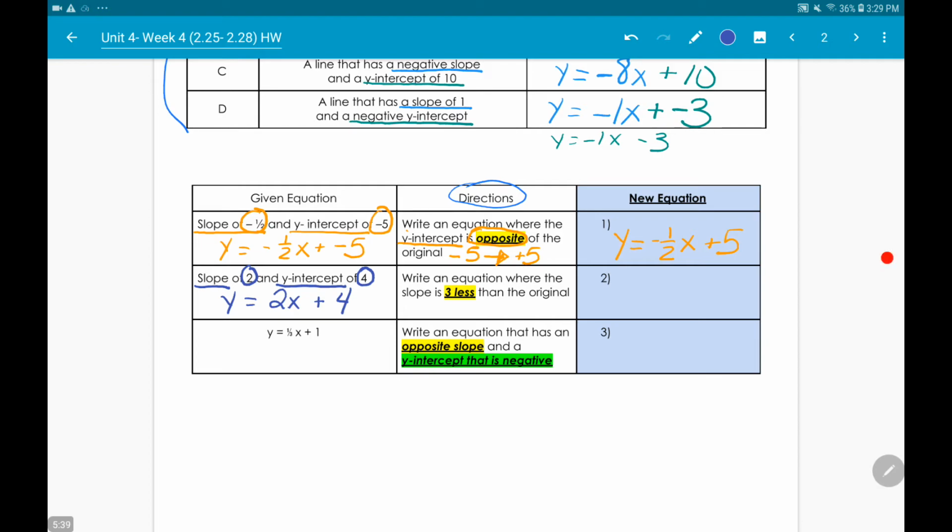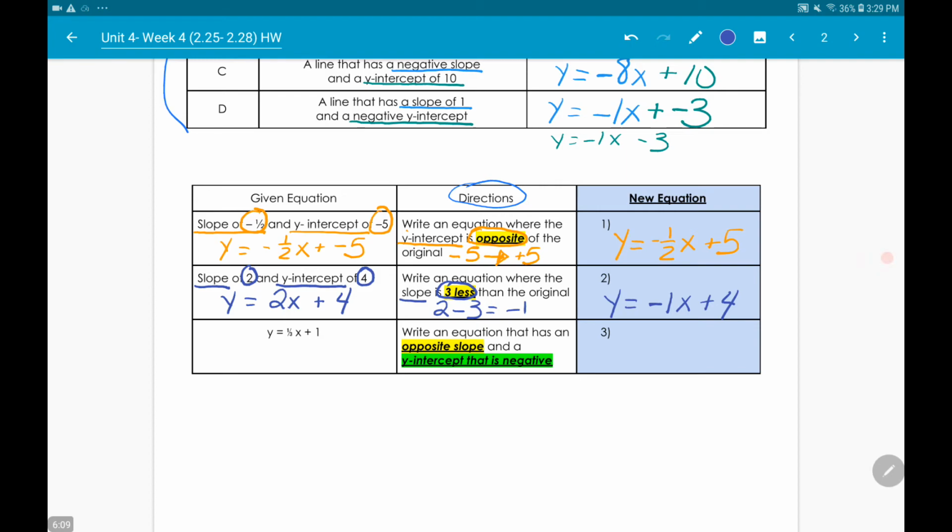Now the directions. An equation where the slope is 3 less than the original. So our slope in the original was 2, and it says 3 less, so I need to subtract 3, and I get a new slope of negative 1. So the new equation is y equals negative 1x plus 4, because it said nothing about the y-intercept changing.